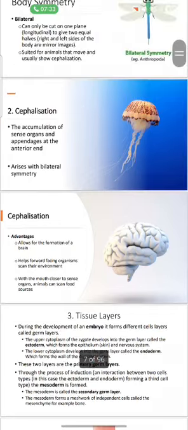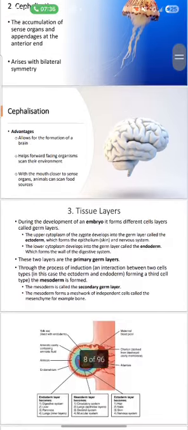And then the tissue layers. During the development of an embryo, it forms different cell layers called germ layers. The upper cytoplasm of the zygote develops into the germ layer called the ectoderm, which forms epithelium cells, slash skin, and nervous system. And then the lower cytoplasm develops into a germ layer called the endoderm, which forms the wall of the digestive system. These two layers are the primary germ layers.